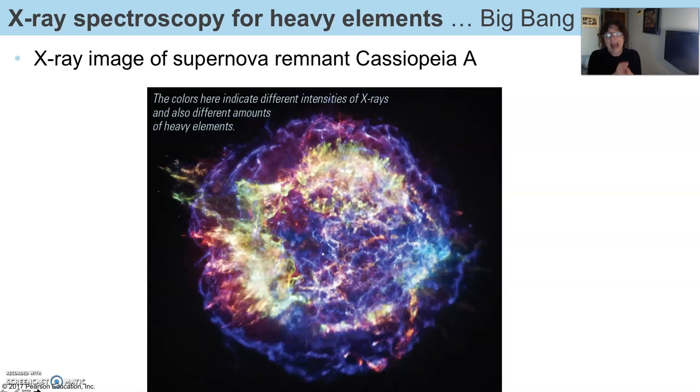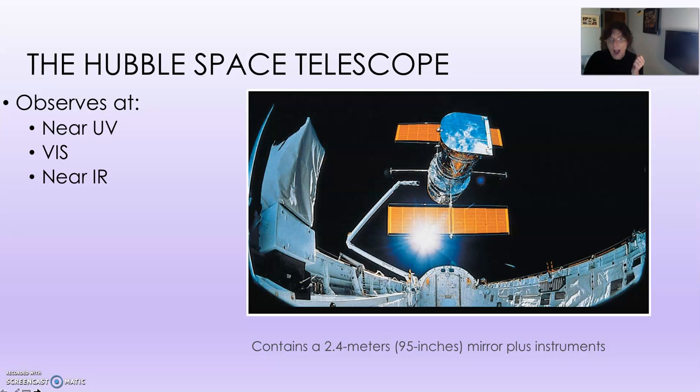By looking at X-ray spectra, this is out of Cassiopeia, the supernova there, we can determine that maybe these heavier elements came out of a massive explosion right around the Big Bang, and we can look into the origin of our universe out of X-ray spectra.